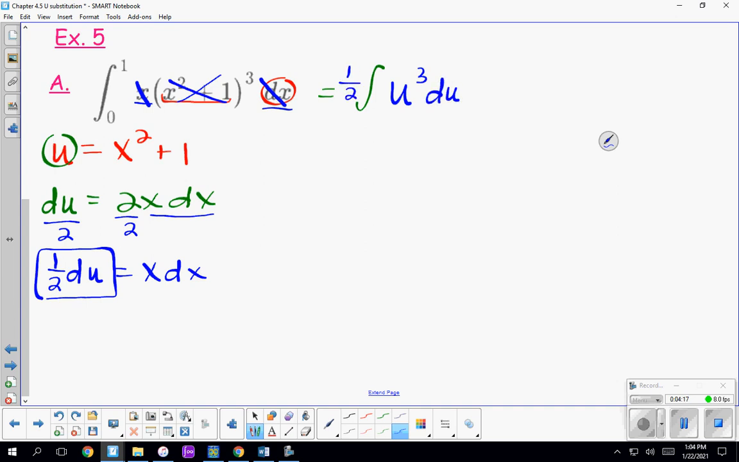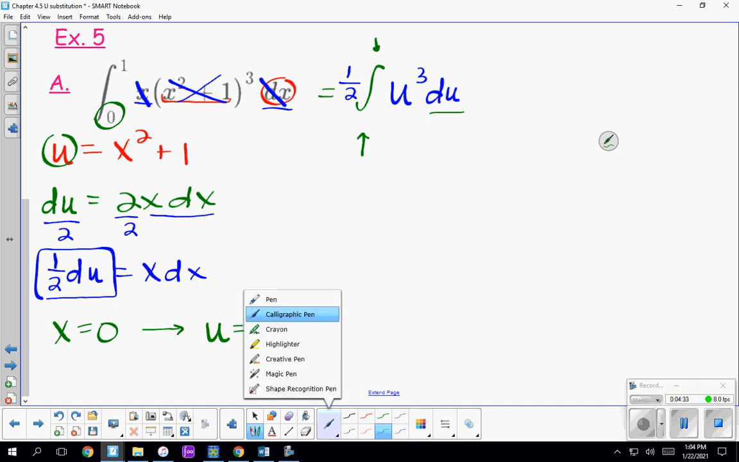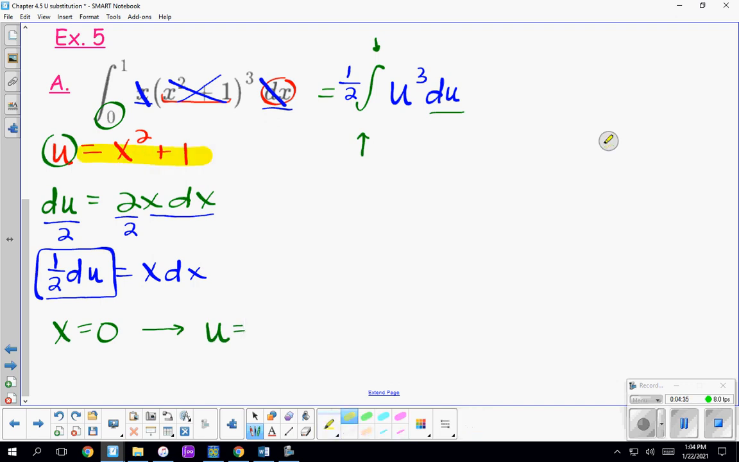Now, we're almost done replacing, other than the fact that if this is a u, my upper and lower limits must be u values. And right now these are x values. So if x equals 0, I need to figure out a way to turn that into a value of u. And it just so happens we have an equation here for u that uses values of x. So I'm going to plug in my bounds to get new bounds.